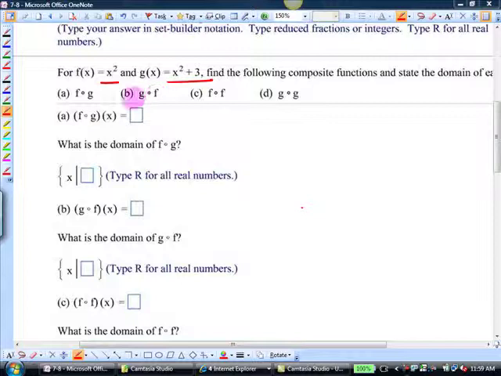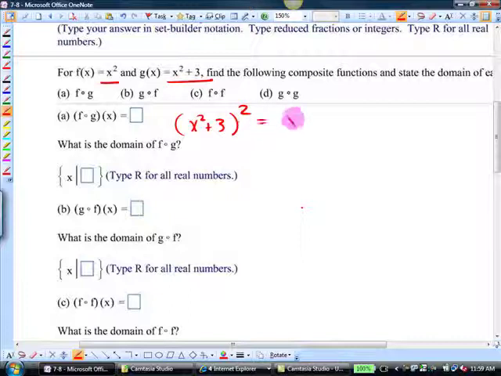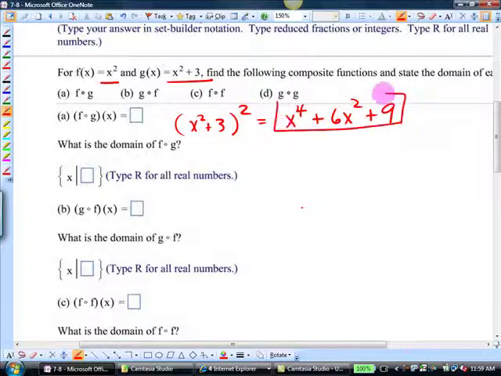Okay. When you do f of g of x, it means take this function and put it into that one. So we have x squared plus 3, squared. So you're going to FOIL that out, and you get x to the fourth plus 6x squared plus 9. So many people, when they see that, just go, oh, that's x to the fourth plus 9, and they forget that middle term, so be careful with that. All right, and so what's the domain of that?